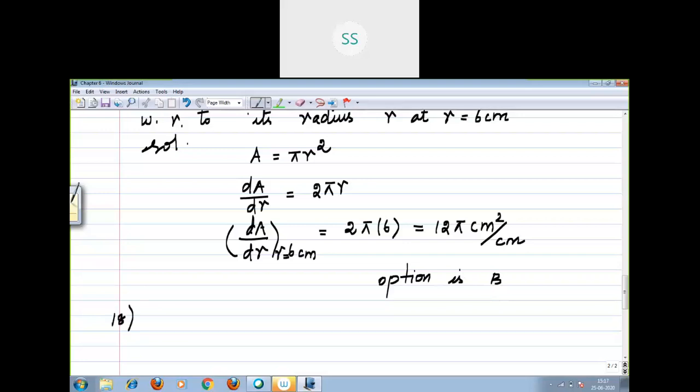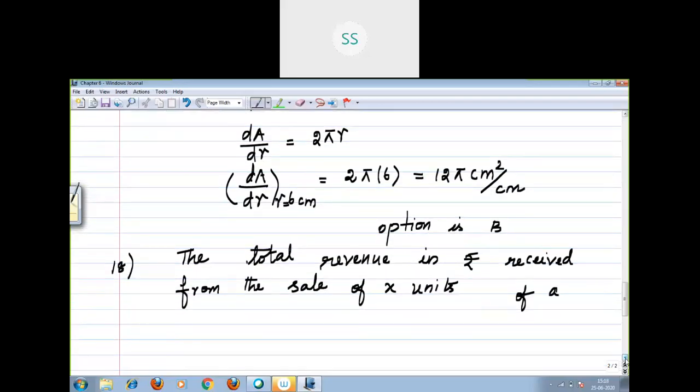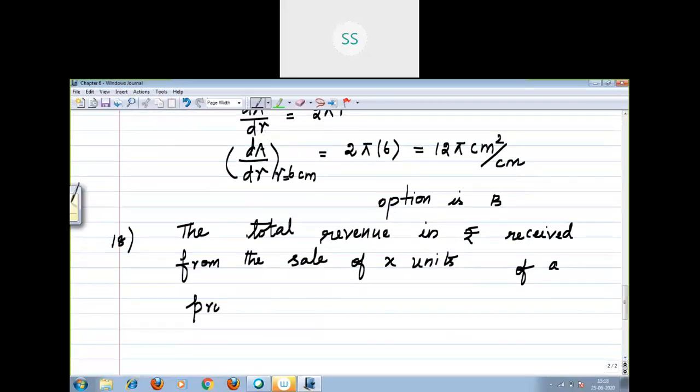Question number 18. The total revenue in rupees received from the sale of x units of a product is given by R of x equal to 3x square plus 36x plus 5.